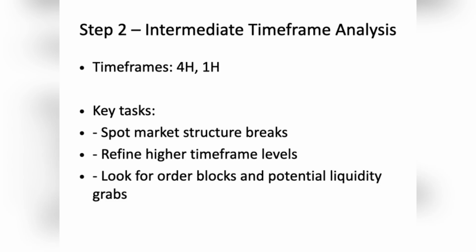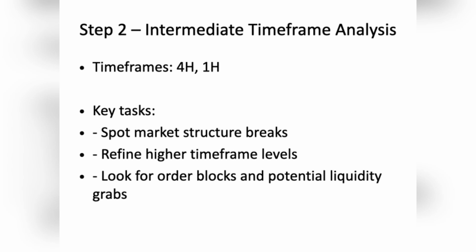Step 2 is intermediate timeframe analysis. We move down to the 4-hour and 1-hour charts. This is where we refine the story from the higher timeframe. Our tasks here are: spot market structure breaks. Look for shifts and pullbacks within the larger trend. A bull market doesn't go straight up, it has pullbacks. We want to buy these pullbacks.